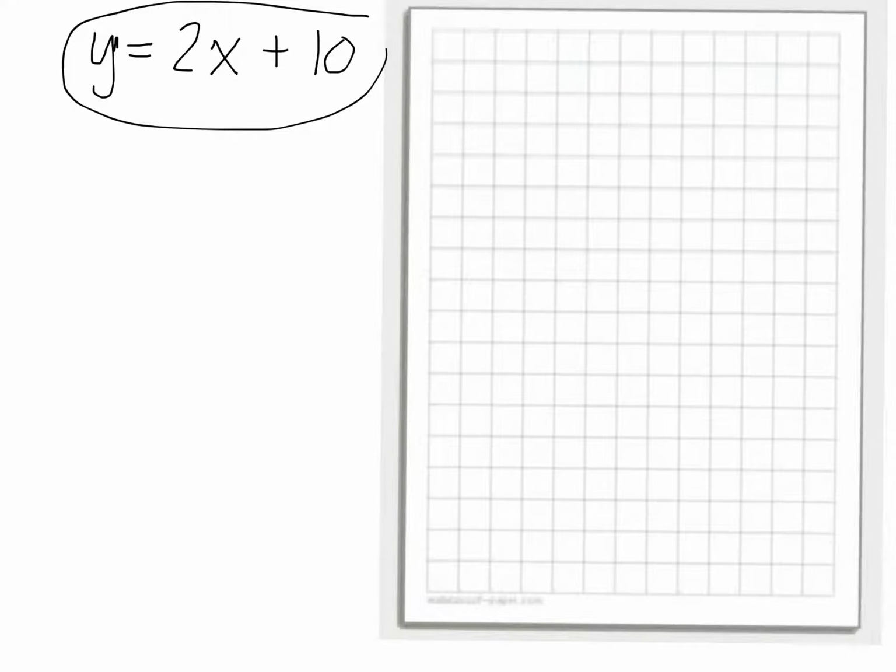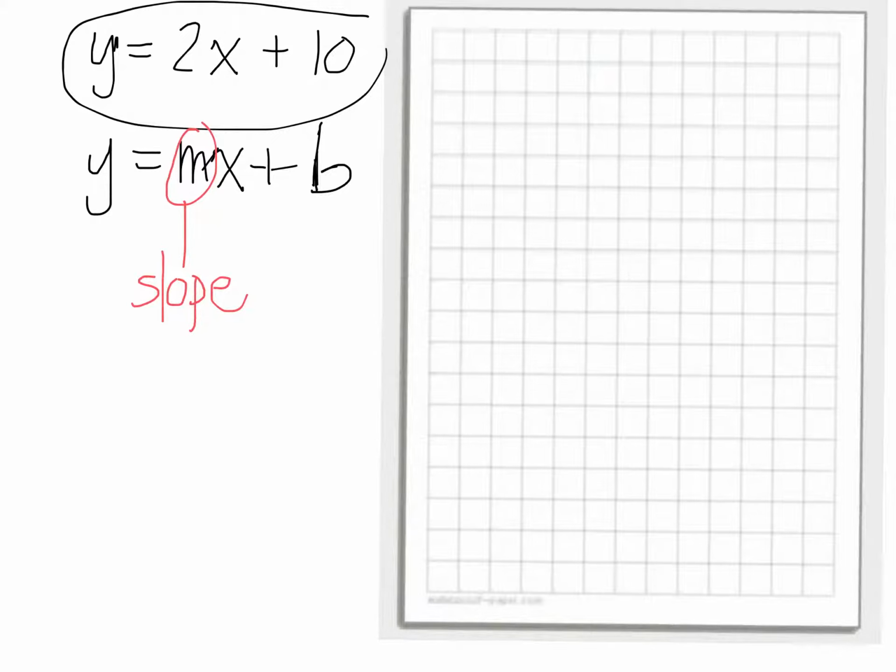This is written in the form y equals mx plus b, right? Okay, so what is m? What does m represent in the equation y equals mx plus b? Yep, it represents the slope. Remember, we've been talking about this a lot. Slope is the coefficient of x. That means the number that x is being multiplied by.